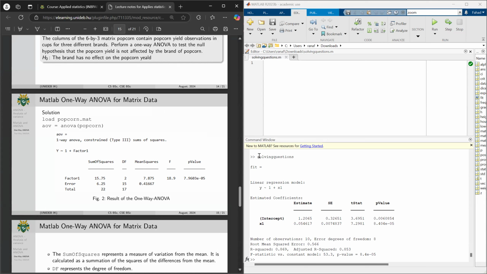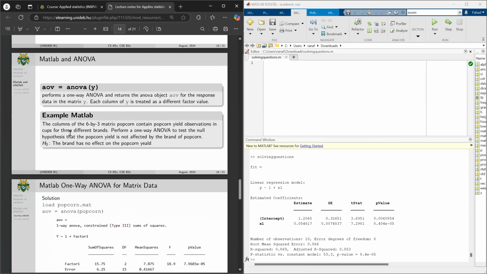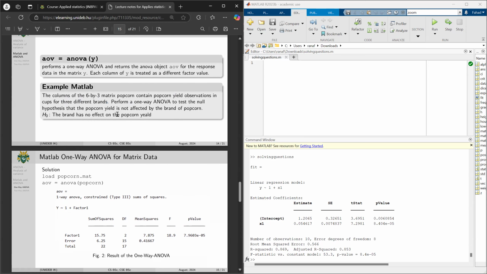Okay, so there are different types of ANOVA. In our syllabus, we will only be doing one-way ANOVAs. And what one-way does is it checks the effect of one thing on the other. Like in this example, there's popcorn yield, which means the amount of popcorn based on the brand. So our null hypothesis is that the amount of popcorn is not affected by the brand of popcorn.